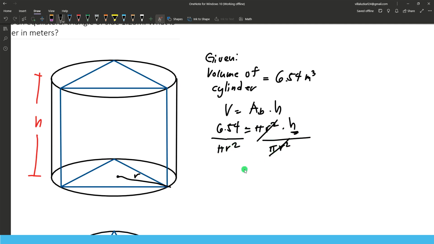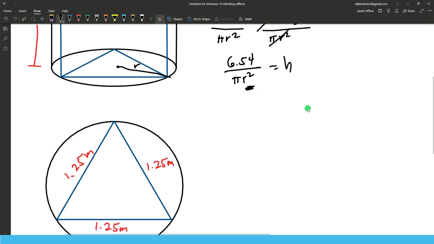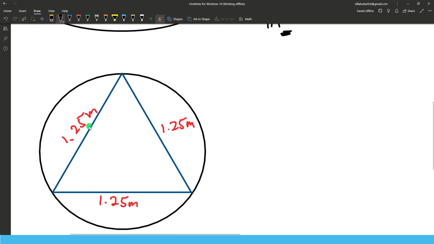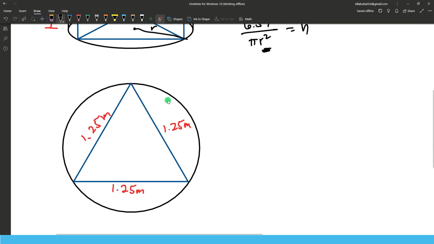So this is cancelled. 6.54 over pi r squared equals h. So what is r? We have to determine what is r. To determine r, let's proceed here on the circumscribing circle on an equilateral triangle, or the base of the two solids.